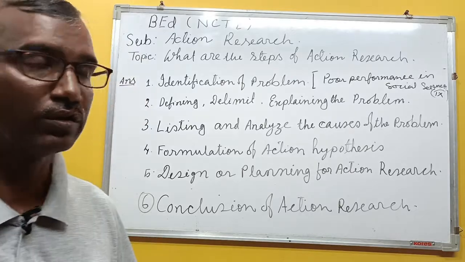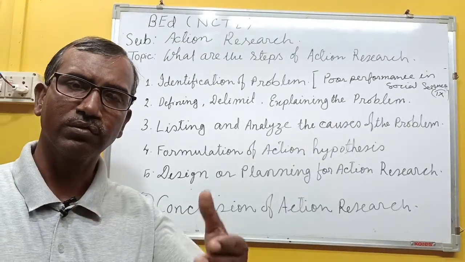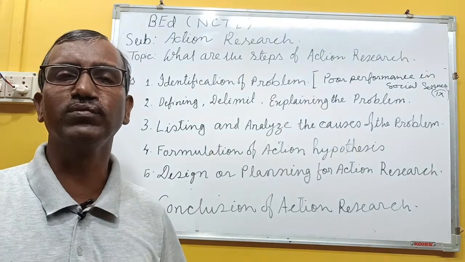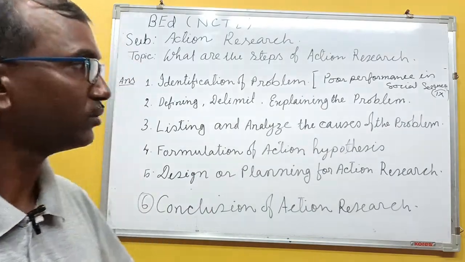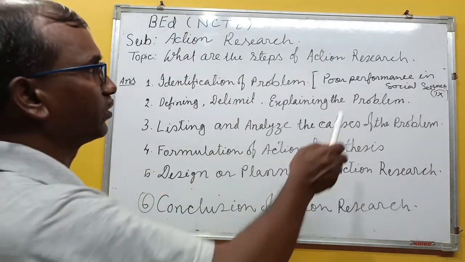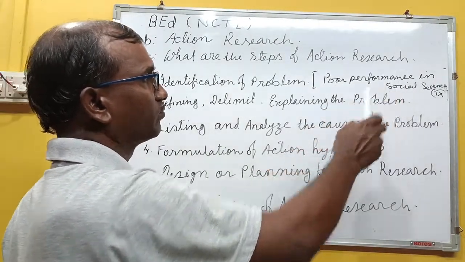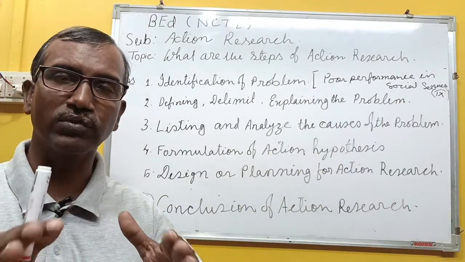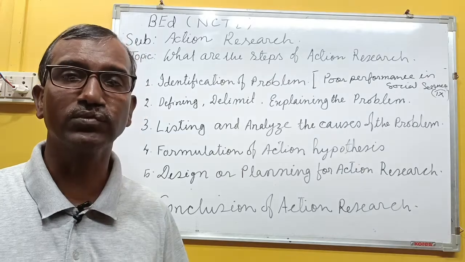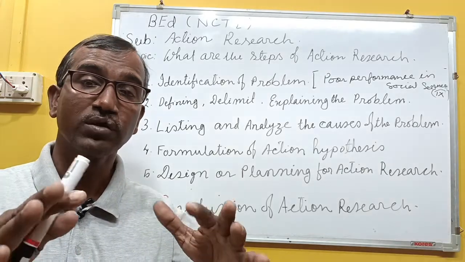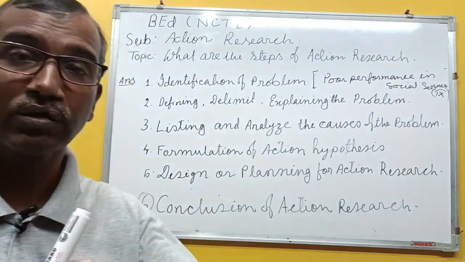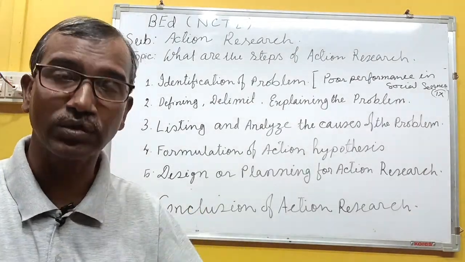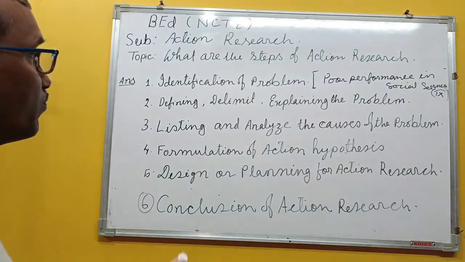So in this way, if you go through my previous videos deeply, you will understand what the different problems for action research are. So poor performance in social science is one of the problems for action research. The problem can be stated like that: a study on the poor performance of students of class 9 in social science.